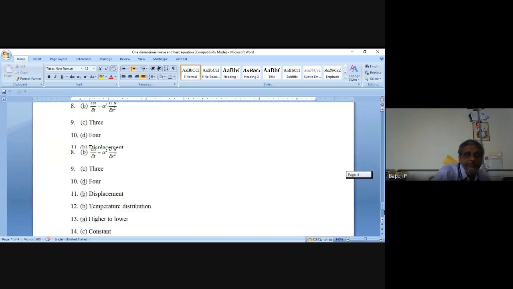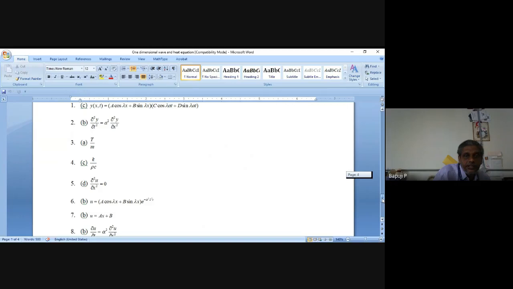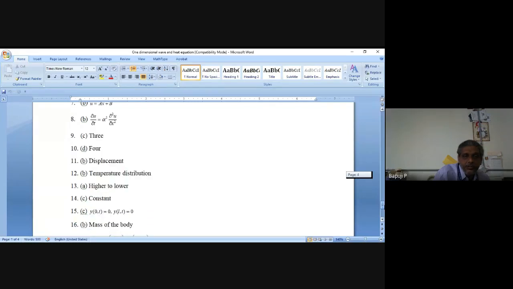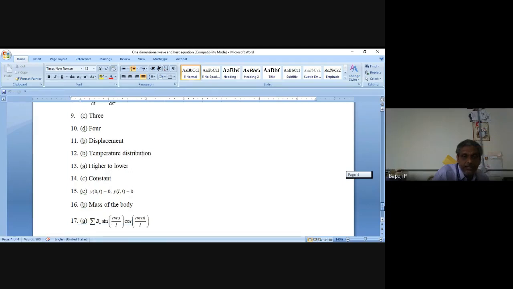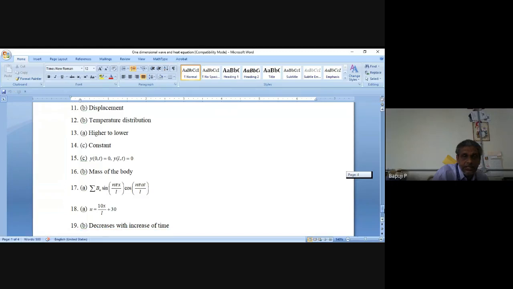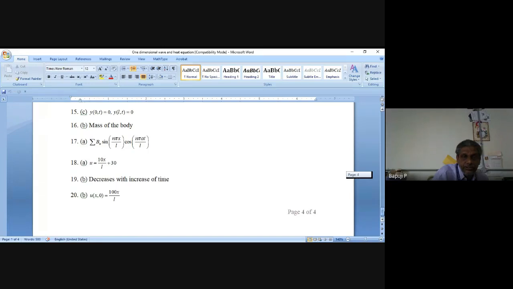Decreases with increase of time. A by rho C, this is correct. U is equal to AX plus B. Three solutions, four solutions, displacement, temperature higher to lower. What is constant? Tension is constant, boundary conditions. This is 17, B, correct. Then 100, this is 10x plus L, correct. Decreases with increase of time, then this is what we missed. U of x comma 0 is 100.